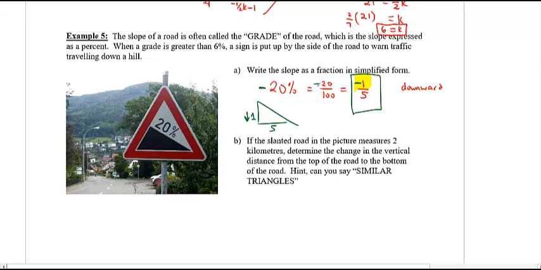Okay, now, if the slanted road in the picture actually measures 2 kilometers, wow, that road itself is 2 kilometers, can you determine the change in the vertical distance from the top of the road to the bottom of the road? So what I'm saying is, look, here's that real road. That slanted road there is 2 kilometers. I want you to find what? The change in the vertical distance from the top of the road to the bottom of the road. So I want you to find this value, the vertical change.